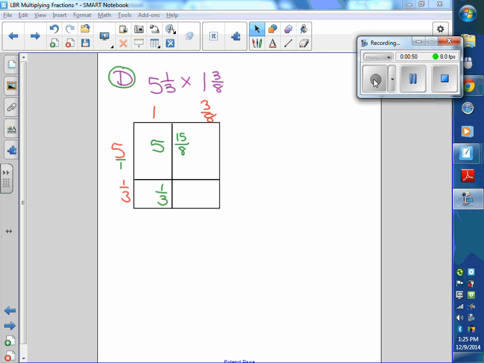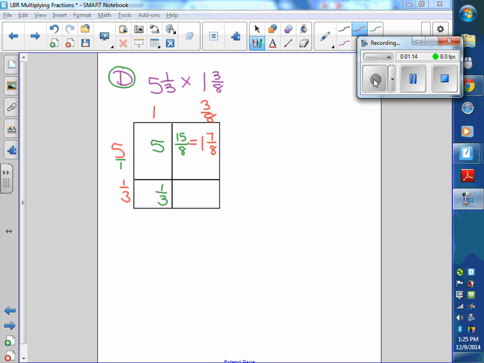And then that simplifies to be 1. 8 goes into 15 once. What's the remainder? 7/8. Right. 1 and 7/8. Okay. So far, so good?